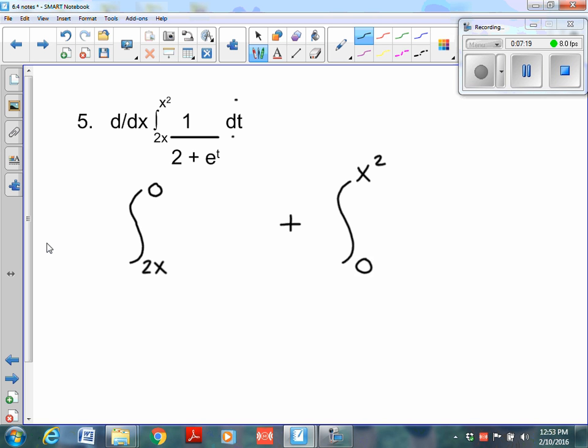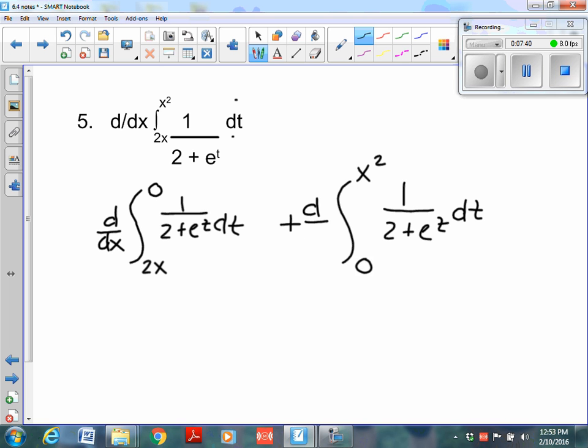Is it exactly the same thing? If these two canceled out, are you still integrating from 2x to x squared? Right? Okay, is it still 1 over 2 plus e to the t dt, and 1 over 2 plus e to the t dt? But you still have d over dx in front of them, both of them.